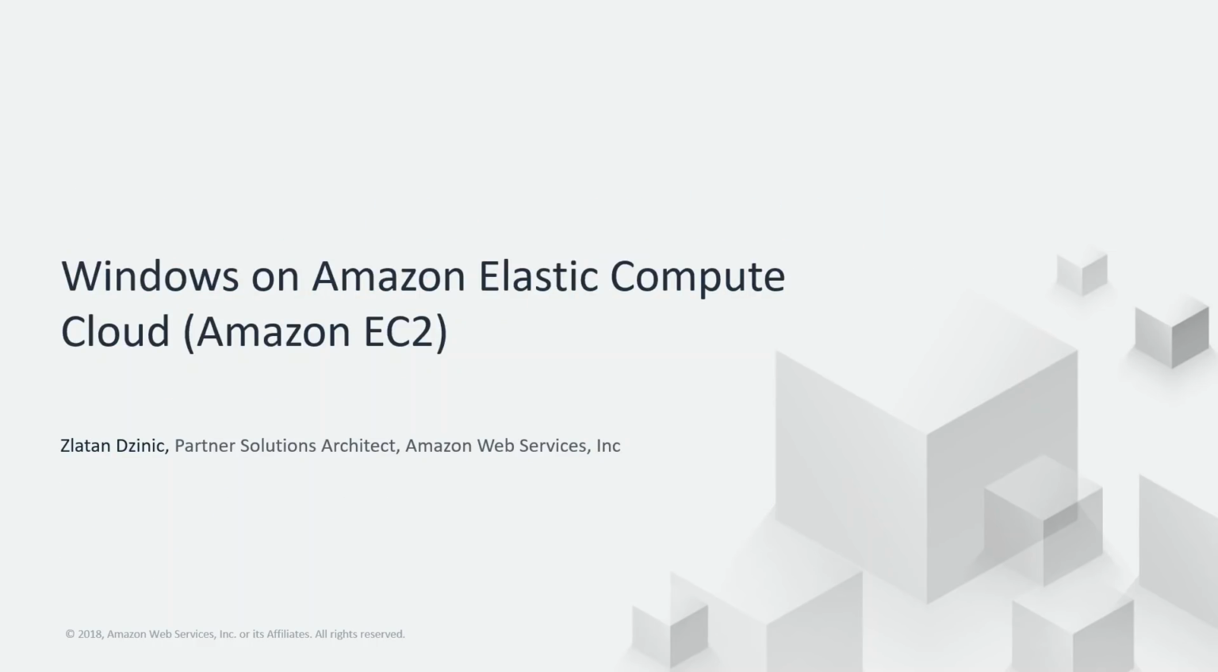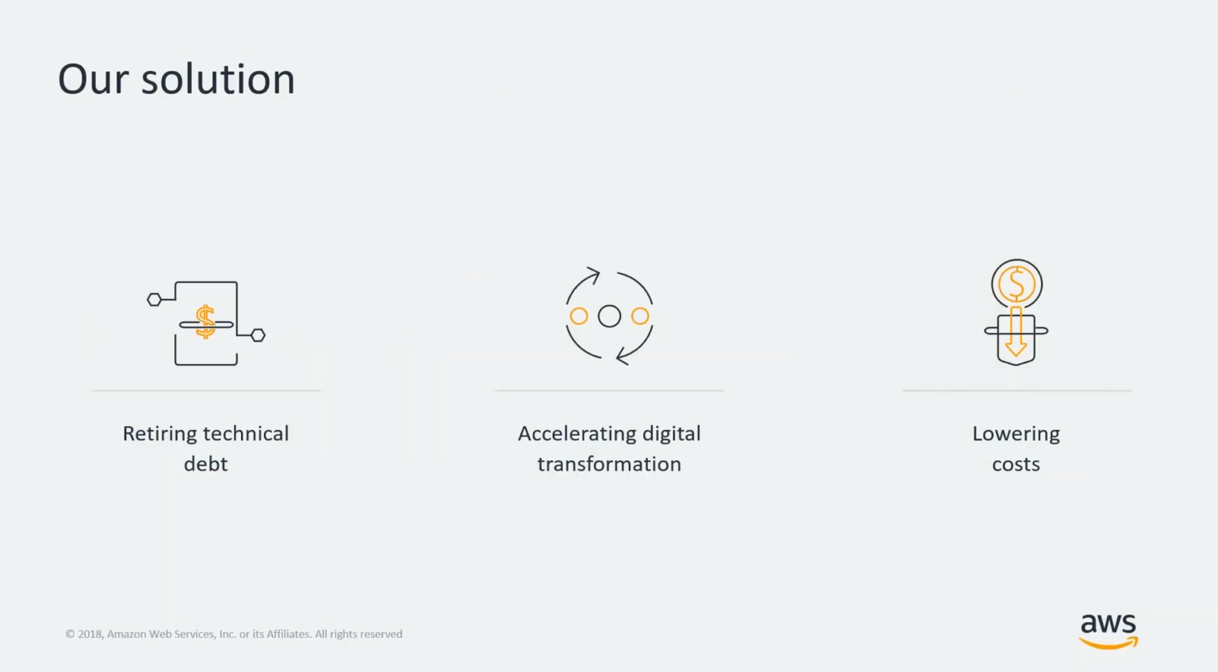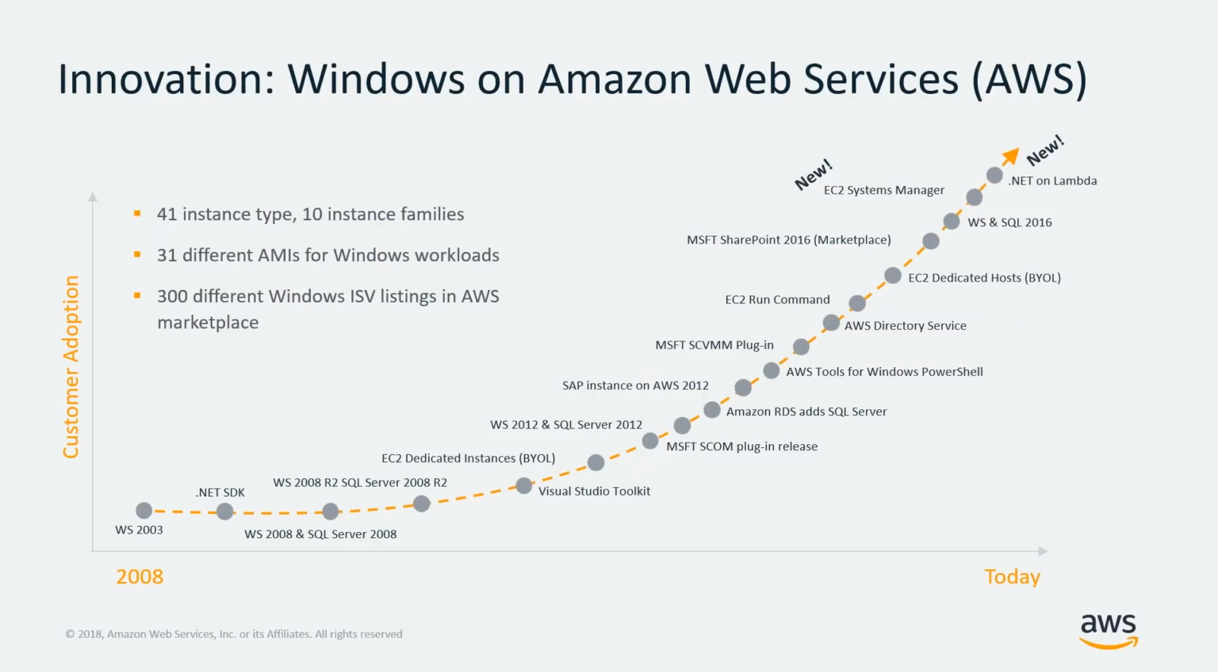So I'm going to start off with Windows on Amazon EC2, and after we are finished with the presentations, we're going to have a live Q&A, which I will be moderating. So let's jump straight in. What is our solution at AWS? Well, we want to make sure that we retire technical debt, that we accelerate your digital transformation, not just for your companies, but for your customers too. And we are obsessed about lowering the cost. I think more than 50 or 60 times have we lowered the cost since we started with AWS.